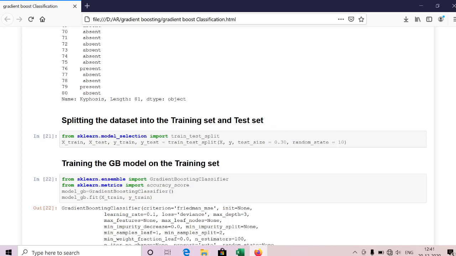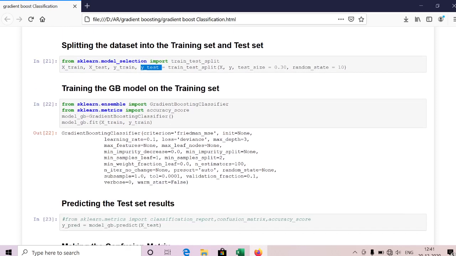Here I got x train and x test, y train and y test. I got the four parts. From sklearn ensemble, gradient boosting is one of the ensemble techniques, that's why I'm using from sklearn ensemble import GradientBoostingClassifier. From sklearn import accuracy score: if you want to calculate the accuracy of our model, we need this method. Here model gradient boosting equals the GradientBoostingClassifier class, and I'm accessing model gradient boost dot fit.